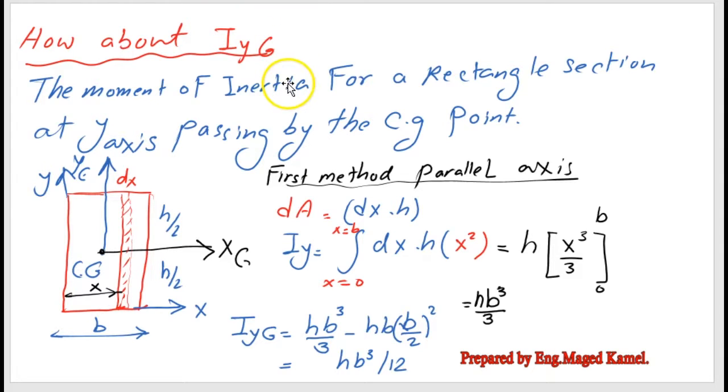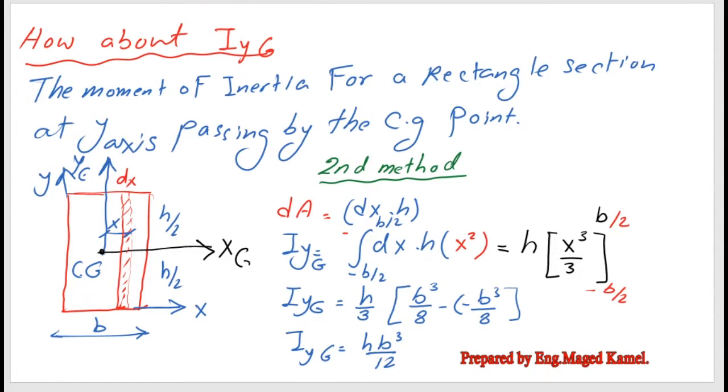Since we have estimated the Iyg, we can get to estimate the radius of gyration. But first, as we have done in the previous Ix, we are going to use the second method. The second method is to directly estimate the moment of inertia about yg. Our strip this time will be apart by x horizontal distance. The same strip width is dx and the height is h. But our x value starting the integration will start from minus b over 2 to plus b over 2.